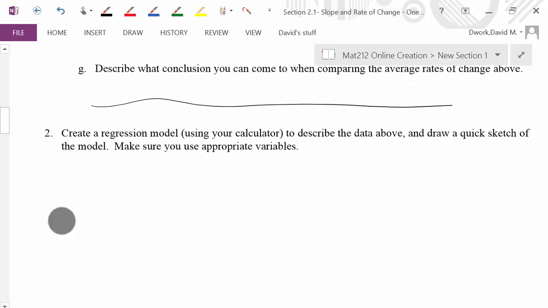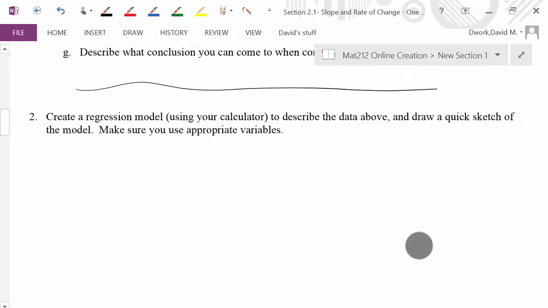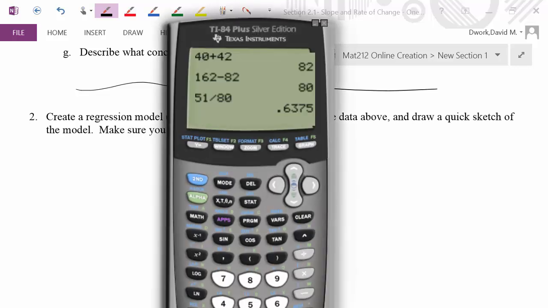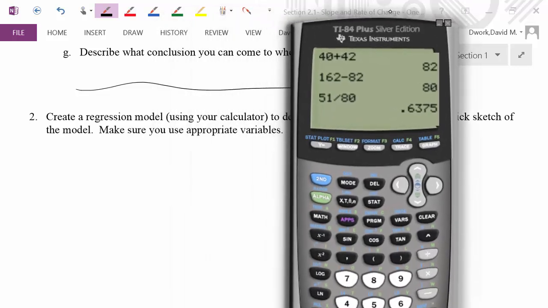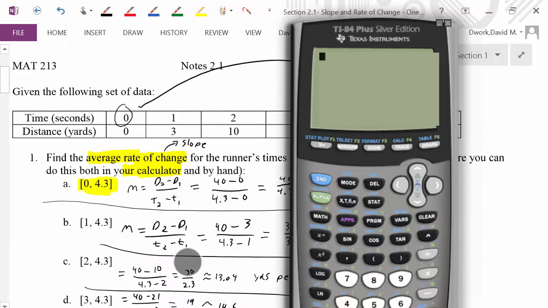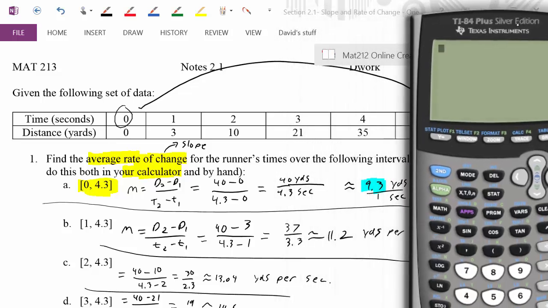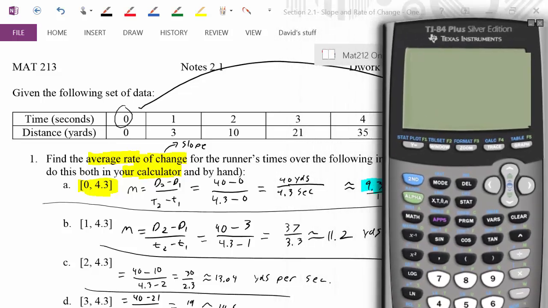Okay, so now let's talk about creating a regression model using your TI-83 or 84 calculator to describe the data above, and then draw a quick sketch of that model. So let's get out our calculators. Okay, so I hope this resolution is going to work for us. I think I got all the keys on the screen. So what we're going to do, we need our data. So I'm going to scroll up, get our data, scoot this off to the side as best I can. I'll have to move it back and forth.